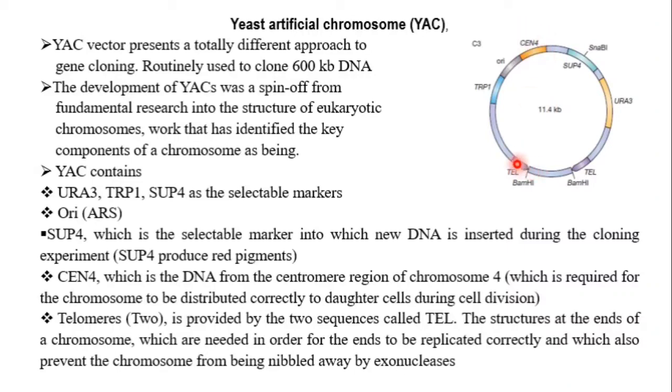And here you can see TEL. This is the telomere part. This telomere part is essential for end replication. Like a eukaryotic chromosome, the telomere also helps in end replication, and it also helps to prevent the YAC DNA from exonucleases. These are the structure of YAC, and the YAC structure is almost similar to a eukaryotic chromosome. That's why it's called a yeast artificial chromosome.